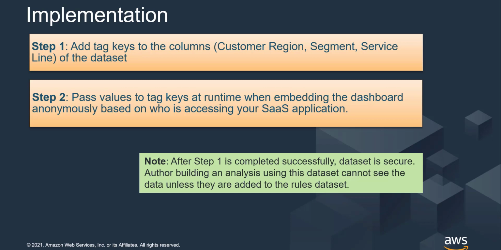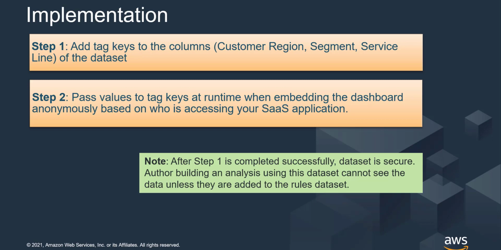And this is done at the time you are embedding the dashboard into your SaaS application using our embedding API. At that time, you will be passing the values to these tag keys. So what this enables you is that you know the profile of the users and you're able to pass those profile details to us as values to the tag keys at runtime. And this enables you to also change those values next time the same user logs in in case their profile has changed, without you managing rules separately in QuickSight.